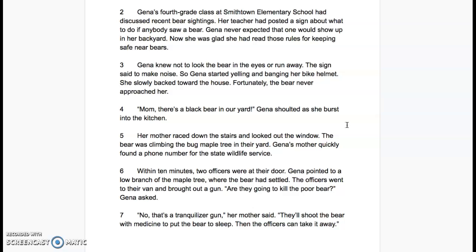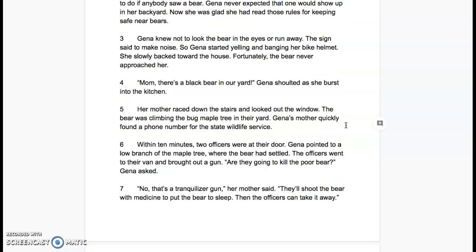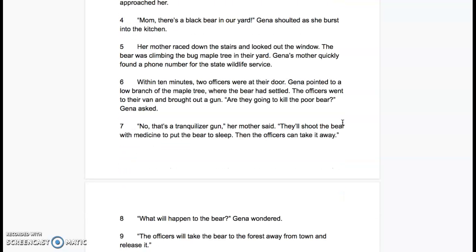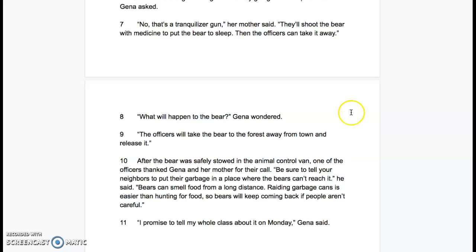Jenna's mother quickly found a phone number for the State Wildlife Service. Within 10 minutes, 2 officers were at their door. Jenna pointed to a low branch of the maple tree where the bear had settled. The officers went to their van and brought out a gun. "Are they going to kill the poor bear?" Jenna asked. "No, that's a tranquilizer gun," her mother said. "They'll shoot the bear with medicine to put the bear to sleep. Then the officers can take it away." What will happen to the bear, Jenna wondered. The officers will take the bear to the forest far from town and release it.